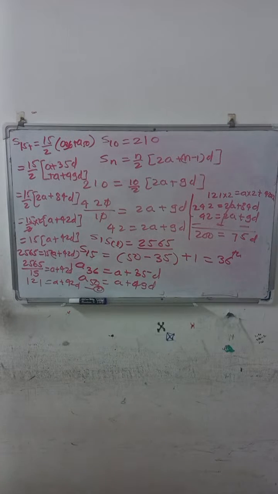42 into 2 is 84 only, no? Yeah, it's 84. 121 into 2 is 242. 242, correct. 2A minus 9D, correct. 242 minus 42 is 200, correct. 2A gets cancelled. Then 84 minus 9, no? Yeah, that is 75, correct. D I am getting is 75, meaning 200 is equal to 75D.